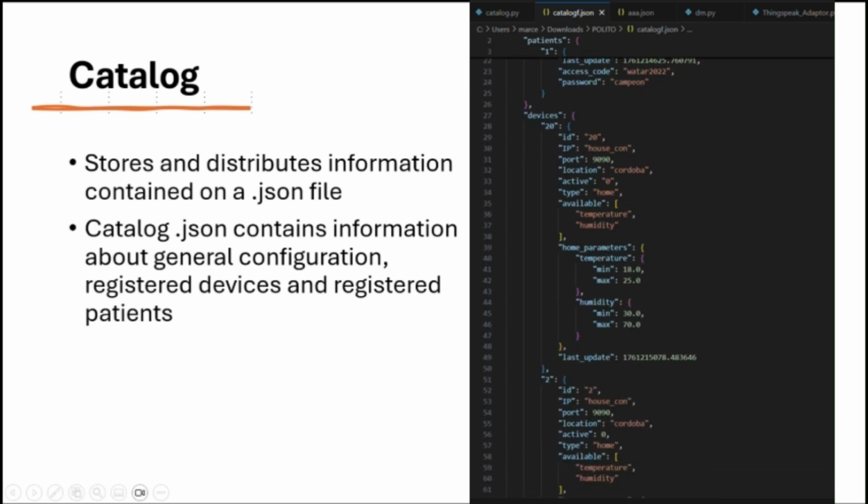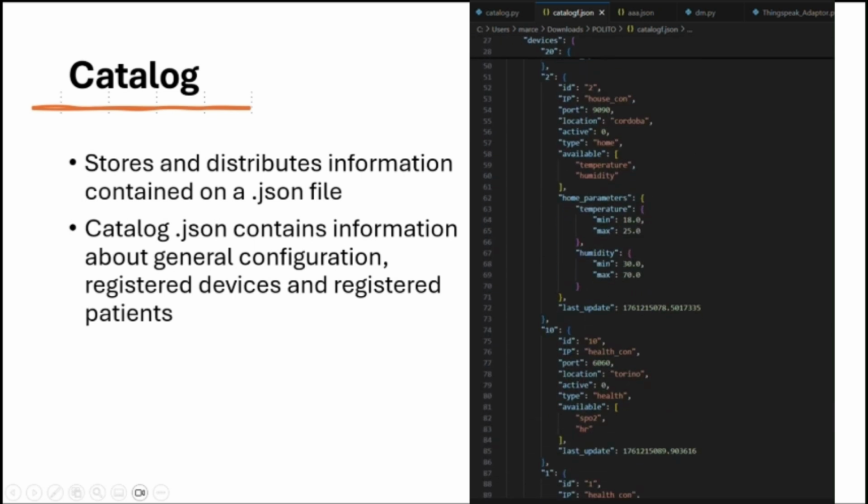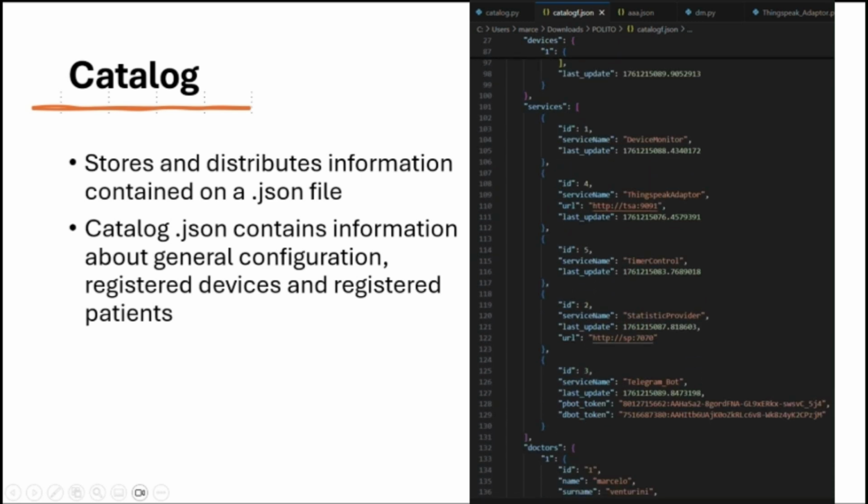Whenever a service requires some information from the catalog, it will simply perform a GET request and the catalog will respond with the information that was requested.